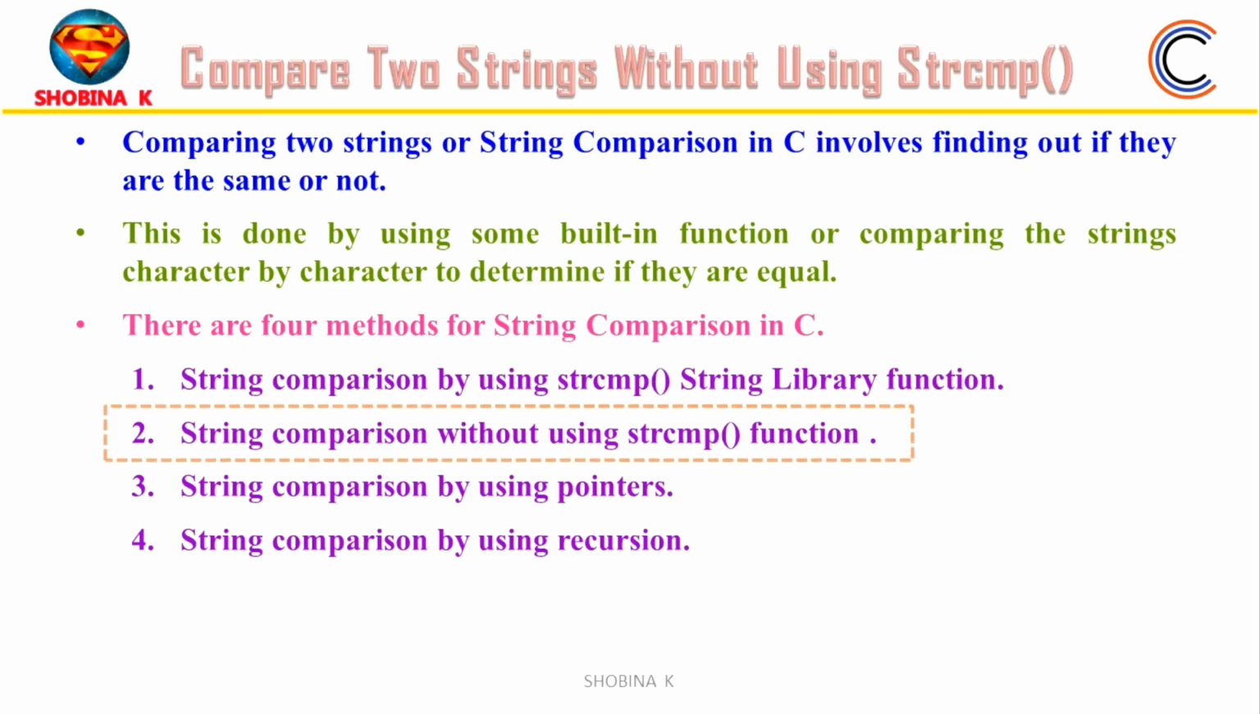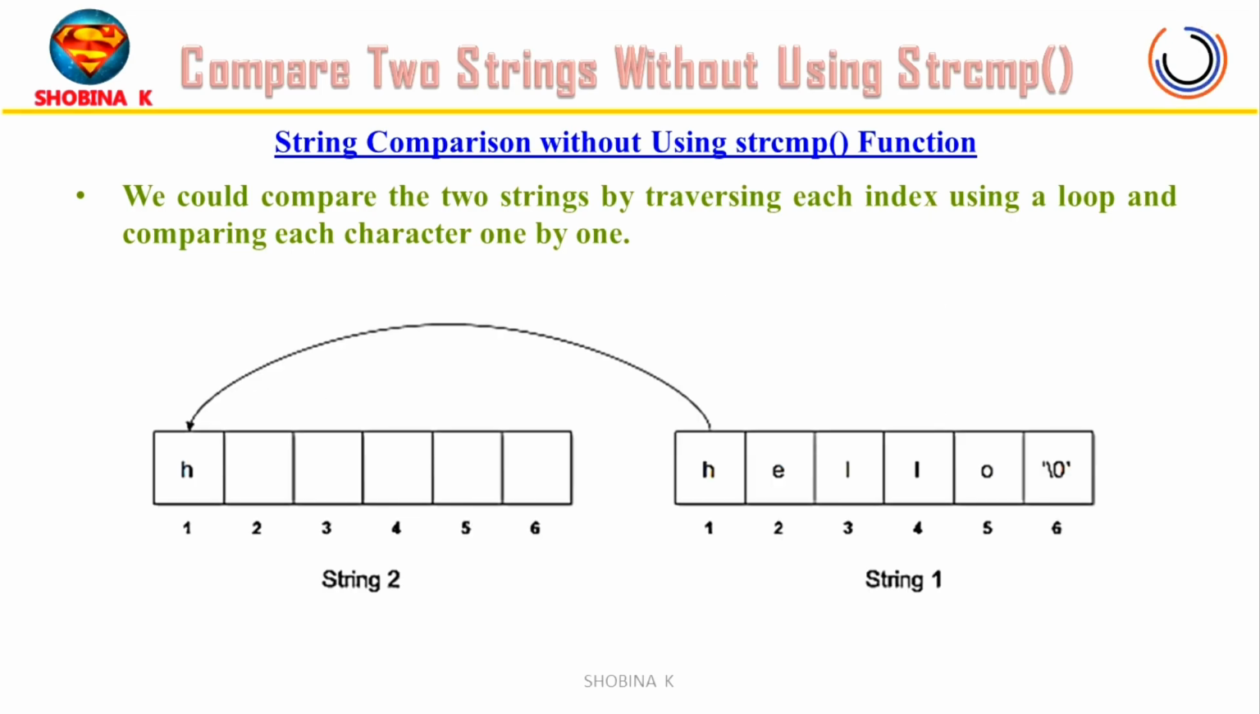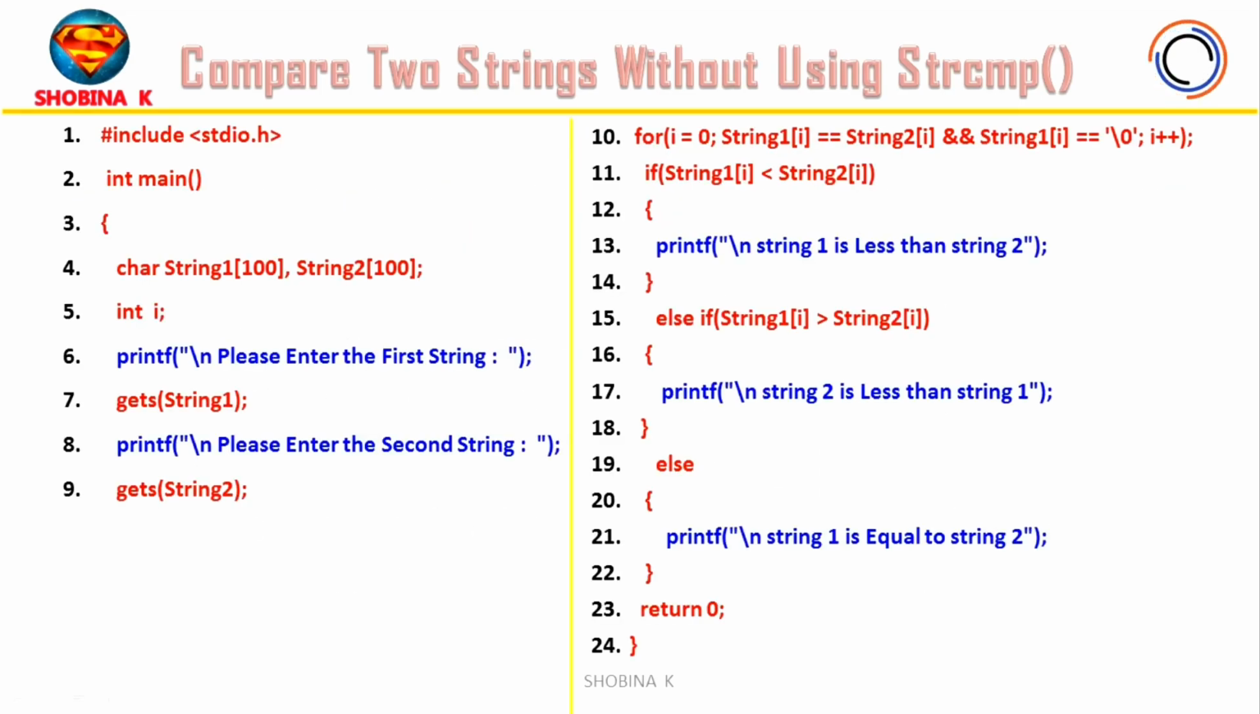String comparison in C is also possible without using the string compare function. We can compare two strings by traversing each index using a loop or comparing each character one by one. We know that a string is a collection of character data types. In strings, a variable which is declared can store multiple values.